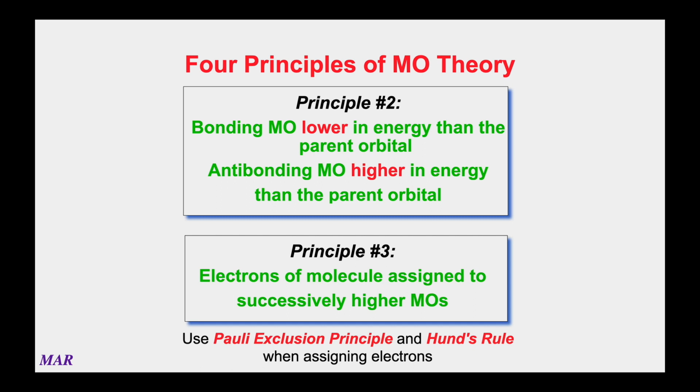Now, the Pauli exclusion principle and Hund's rule are still going to apply. Each electron in each orbital is going to have its own state. You're not going to have any repeats. All these rules will still apply for molecular orbitals.